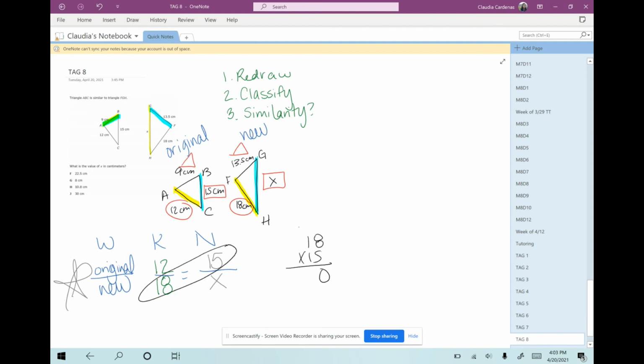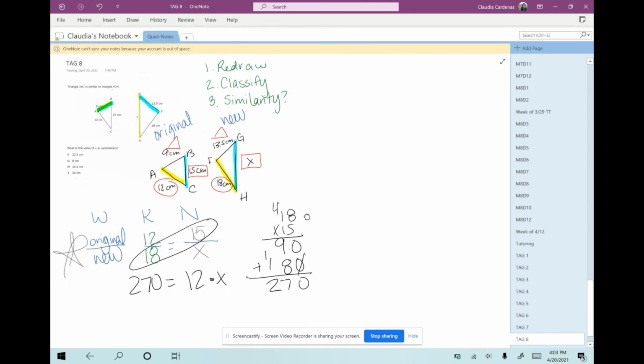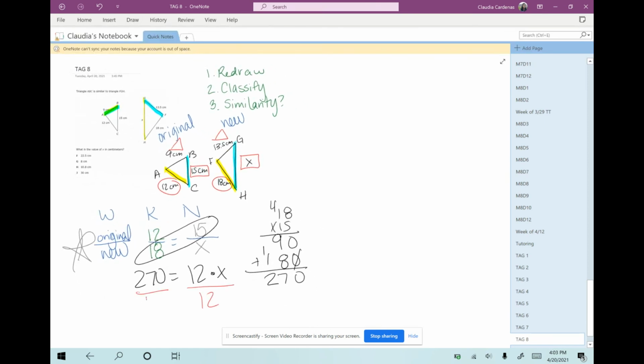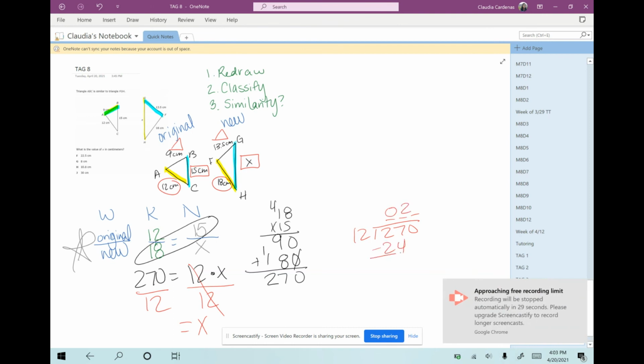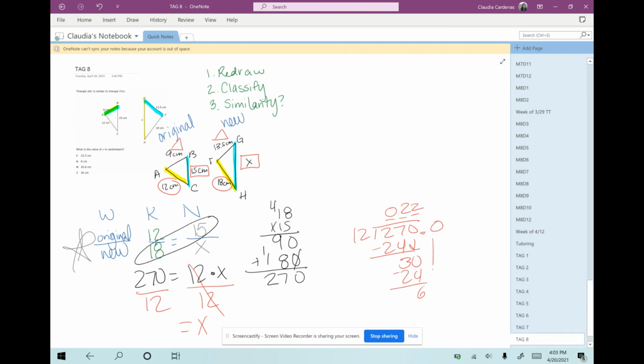Let's double check our answer and see if your answer matches mine. So this is 270 and 12 times x. Now that we've cross multiplied, I know our last step is to divide by the number that's next to the variable, which is 12. So 12 on the outside, 270 on the inside. 3, bring down the 0, that's 2 minus 24, 6.0.5. So x is 22.5 centimeters, or answer choice F.